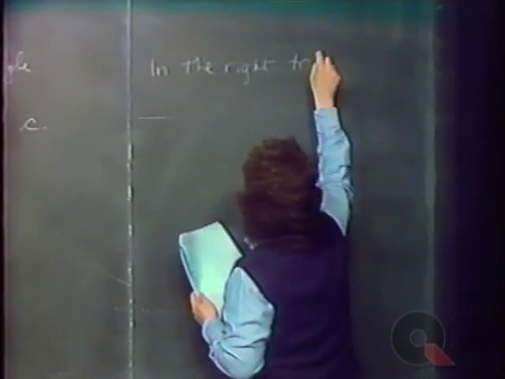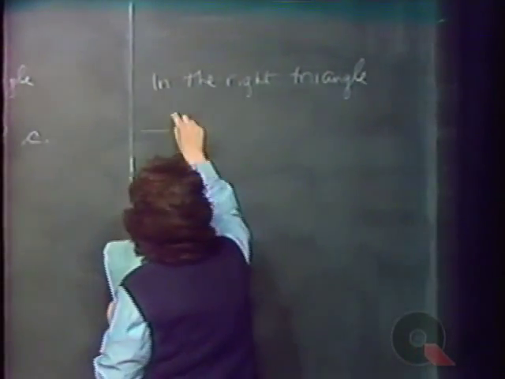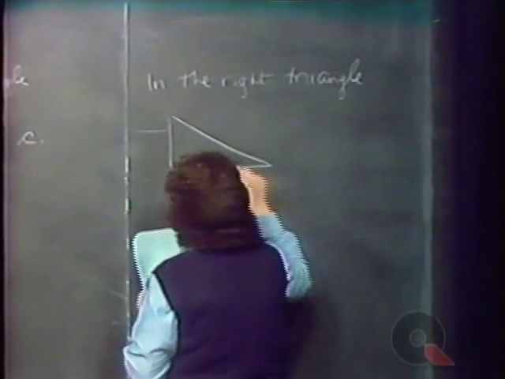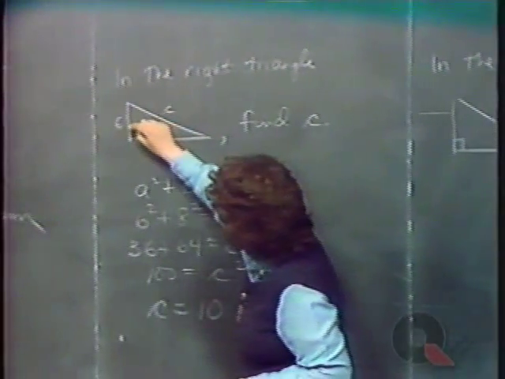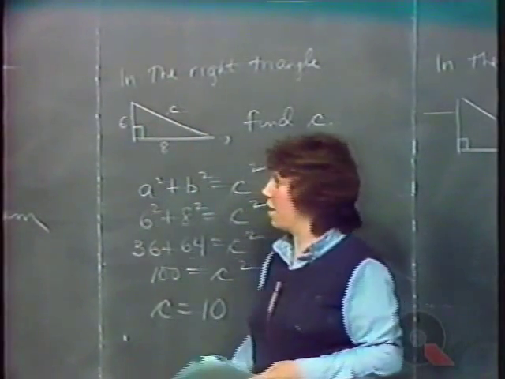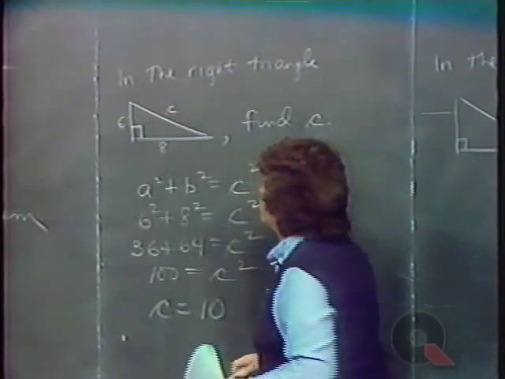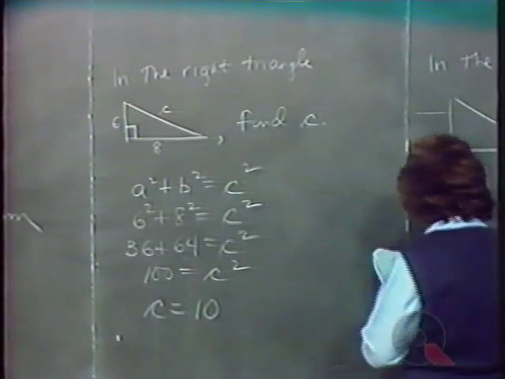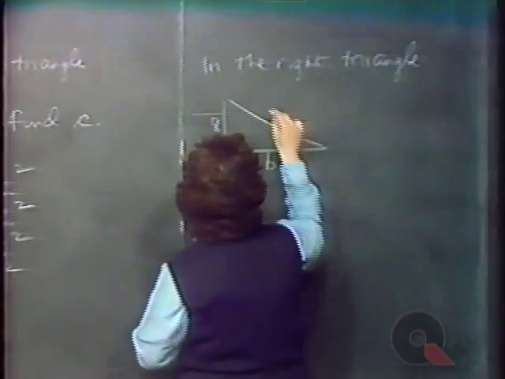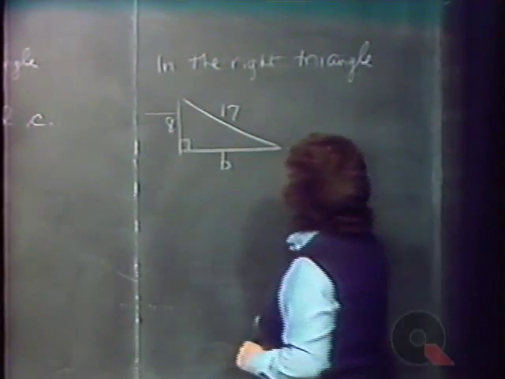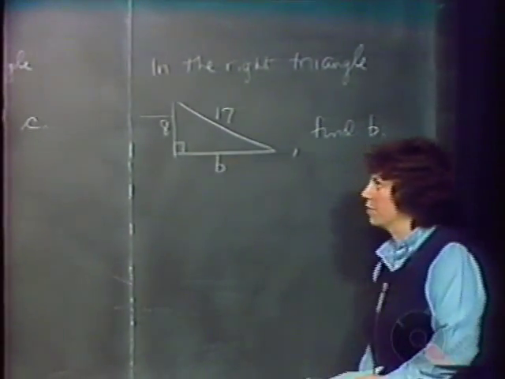In the right triangle, oh, by the way, we said it was a right triangle. Very often they put a little line there, lines here to indicate that that is the right angle. Okay, here we have 8, B, 17. In the right triangle, given there, find B.